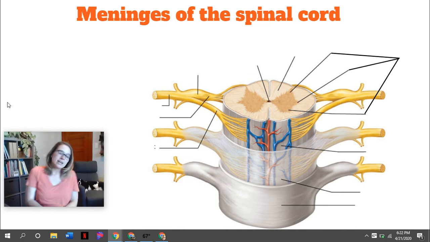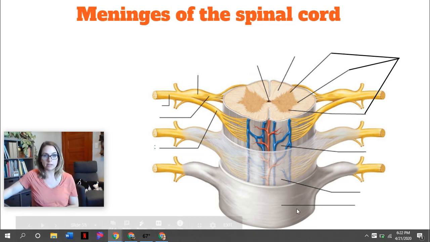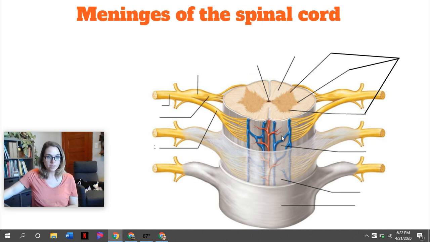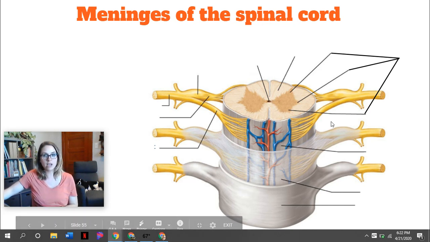Okay, so now we're checking out the spinal cord. The spinal cord has the same 3 layers on it that the brain does too, and they go in the same order, DAP, from the outermost to innermost. I'm jumping ahead, but this would be the dura, this is the arachnoid, and then touching it is the pia. But before we jump into that, I'm going to review structures that we've already talked about.